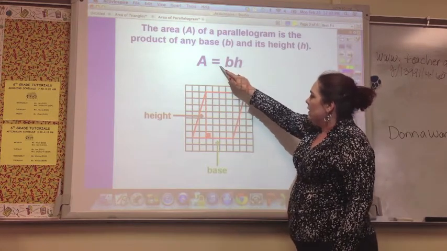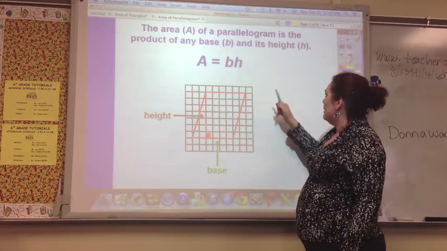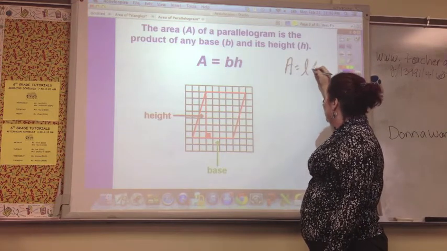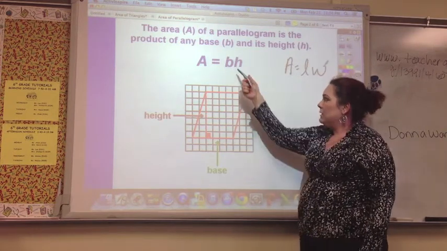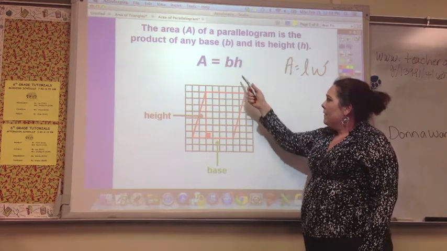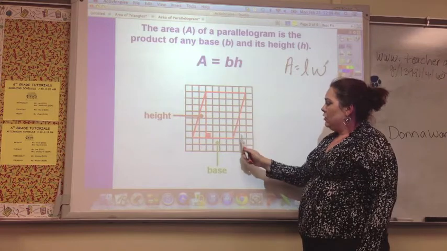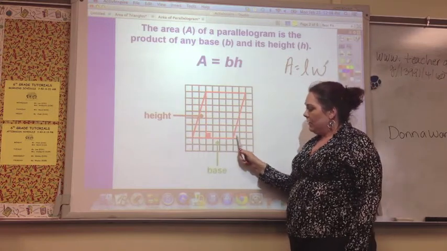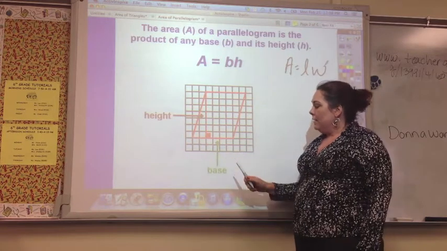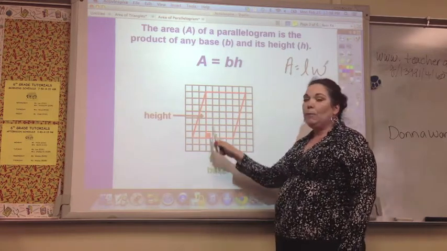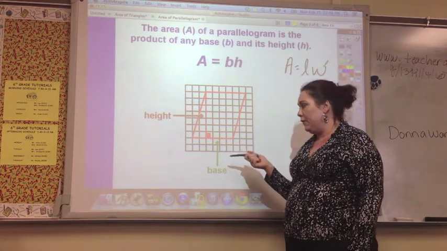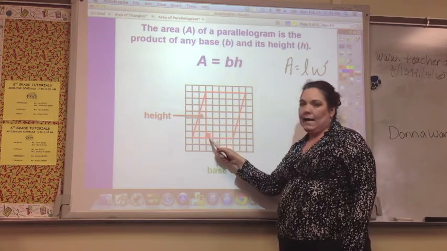The area is equal to base times height, and for a rectangle, area is equal to length times width. So it's still two dimensions that you're multiplying together, but the base is just the part that's on the bottom. You can think base, bottom. And then the height is perpendicular to the base. Now, perpendicular is probably a new term for you. It means at a right angle.